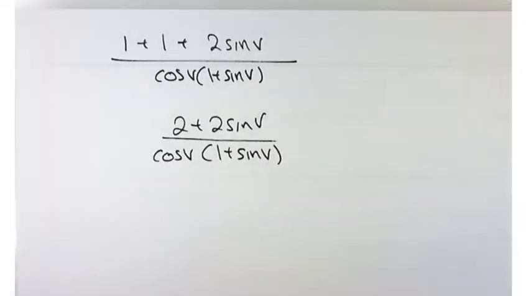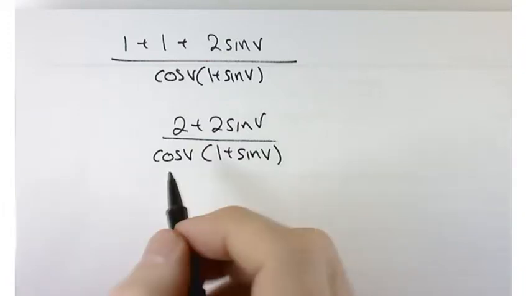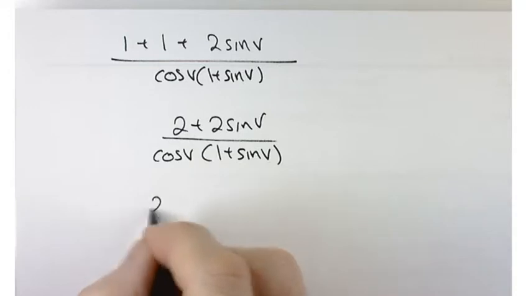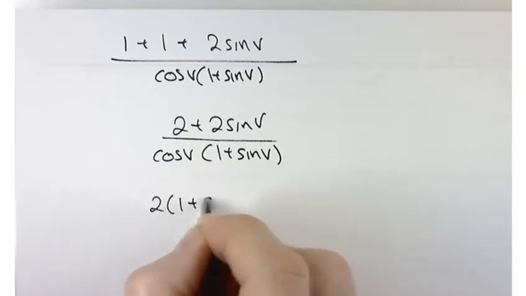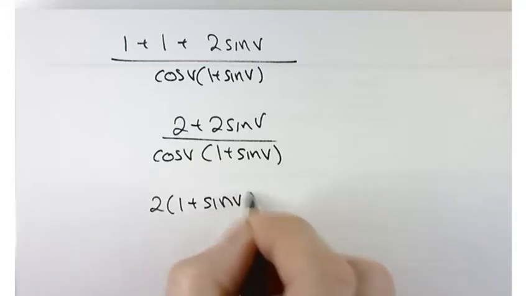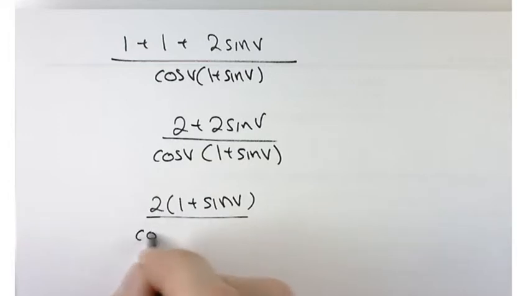Okay. Looking a little bit better there. Almost done. I need 2 more steps. Ah, yeah, one of our other things here, GCF. In the numerator, you can factor out a 2, which leaves behind 1 plus sine of v, over cosine of v times 1 plus sine of v.